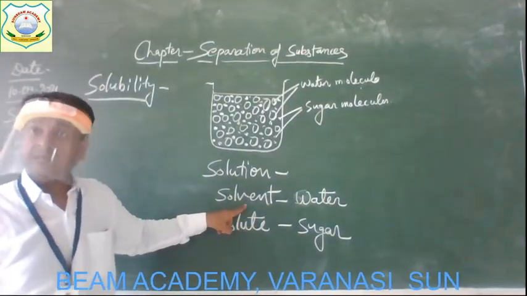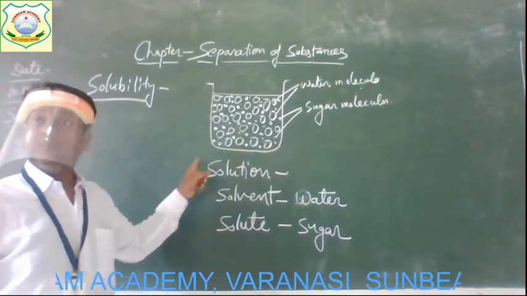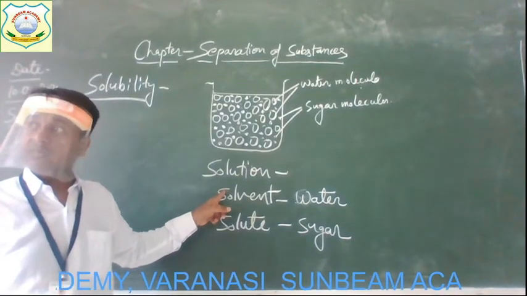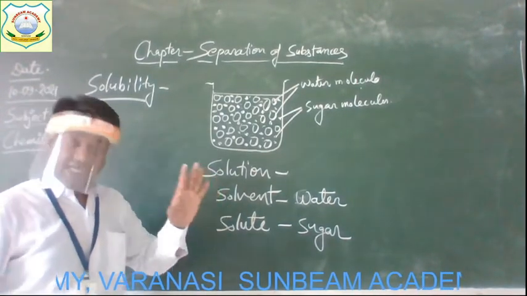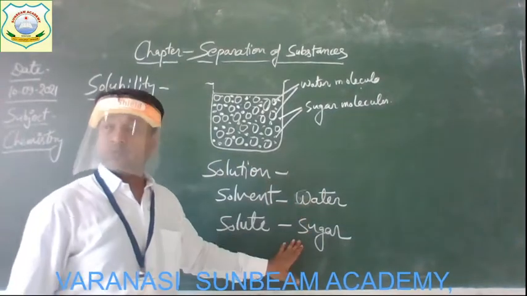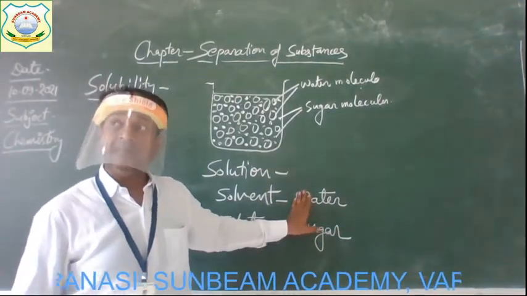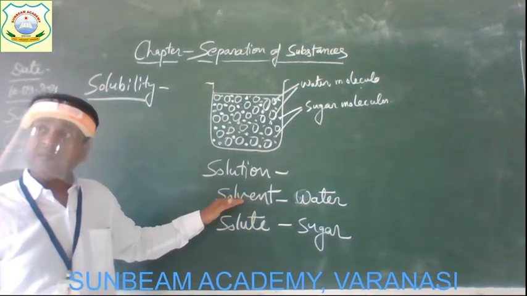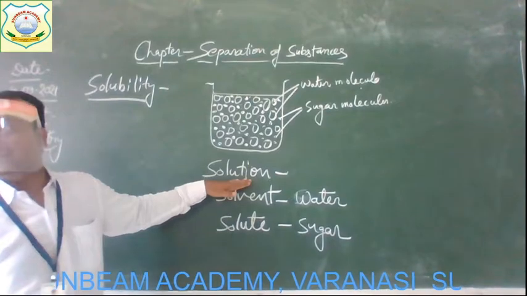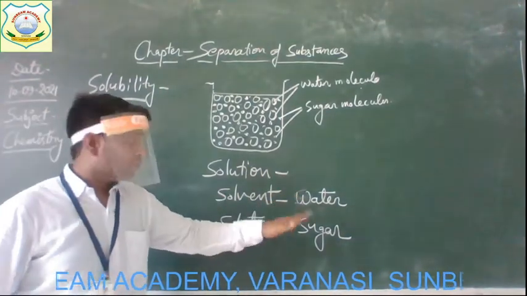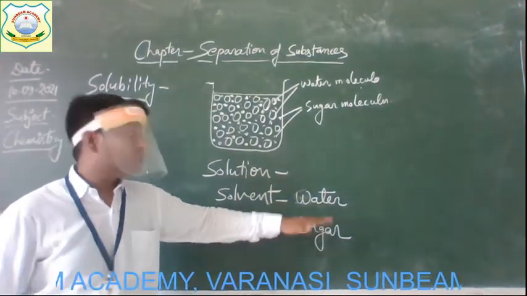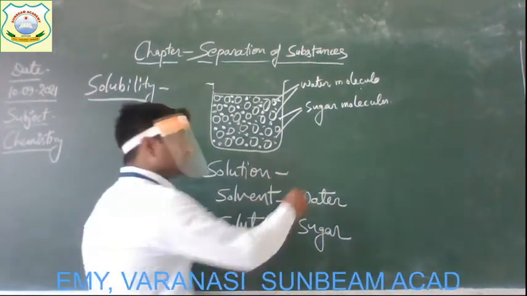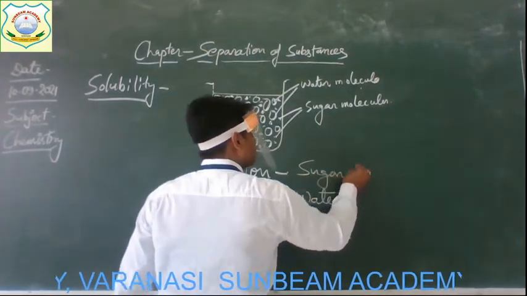So when the sugar dissolves in water, when this solute dissolves in solvent, what does it form? That mixture is known as solution. Got it? Understood? I have taken here the example of water and sugar, but you know that when solute dissolves in solvent, that mixture is known as solution. And in the example, when sugar, which is a solute, dissolves in solvent, that is water, which solution does it form? Sugar solution.